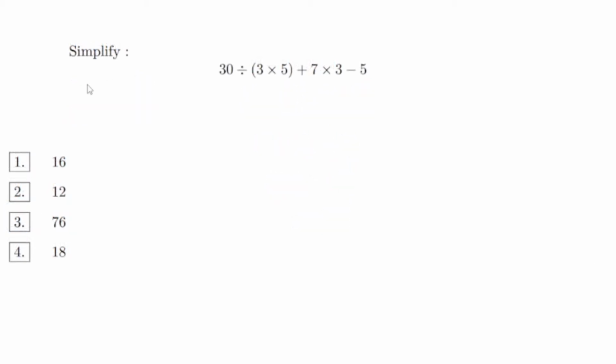Simplify 30 divided by 3 times 5 plus 7 times 3 minus 5. Well, it's a mouthful. And where do you start? Well, you follow the order of operations, PEMDAS. This says you do parentheses first, then exponents, then. So we'll do the parentheses first. So this is 30 divided by 3 times 5, which is 15, plus 7 times 3 minus 5.